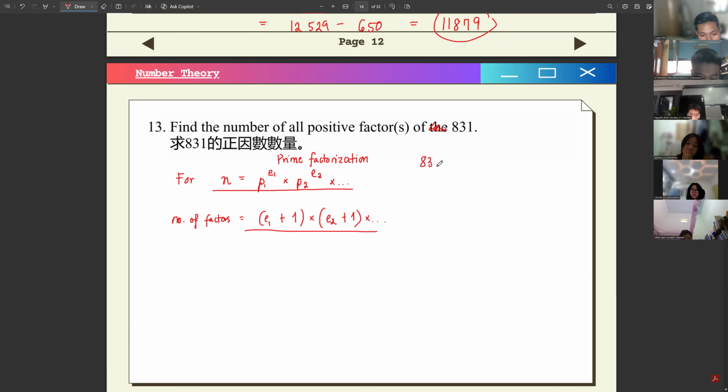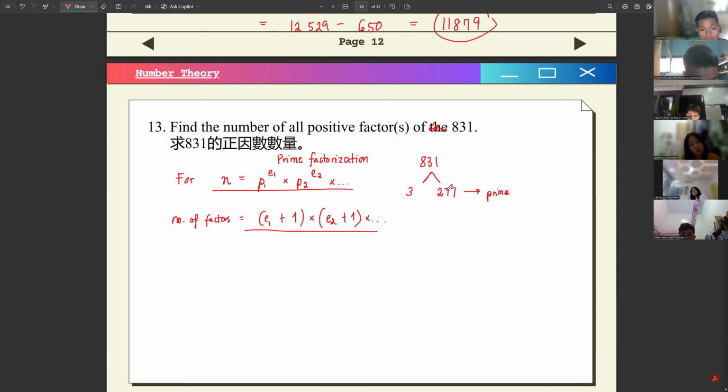Our 831, how do we break this down? This is divisible by 3, right? 8 plus 3, 11 plus 1, 12, the sum of digits. So this is divisible by 3. If you divide by 3, you would get 277. Now, for 277, what is it divisible by? This is actually a prime.